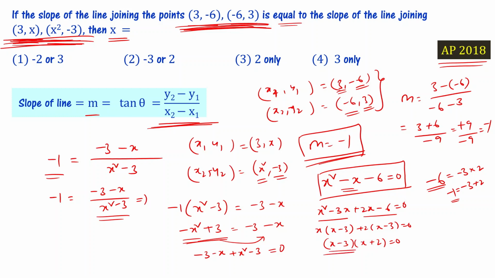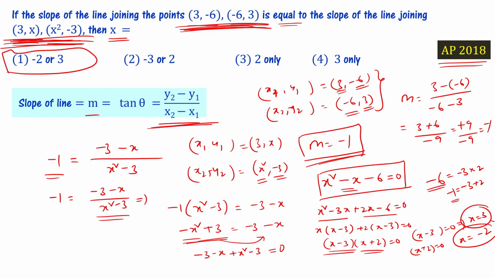అంటే roots of this equation ఏమవుతాయి? x minus 3 equal to 0, that can be written as x equal to 3, and x plus 2 equal to 0 can be written as x equal to minus 2. So roots ఏమయ్యాయి? x equal to 3 and minus 2. 3 and minus 2 అనేది choice 1. Choice 1 is the right answer, right?